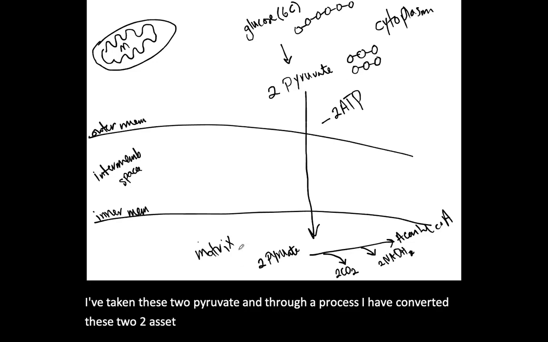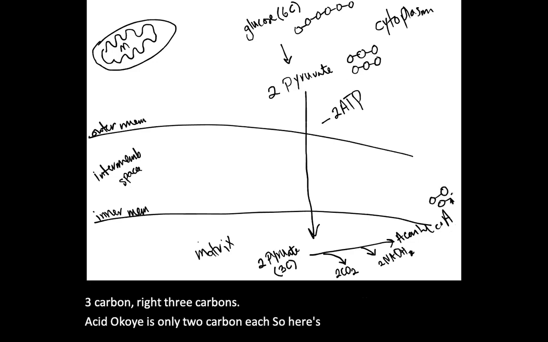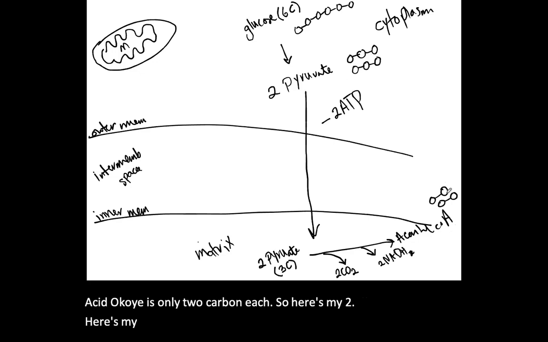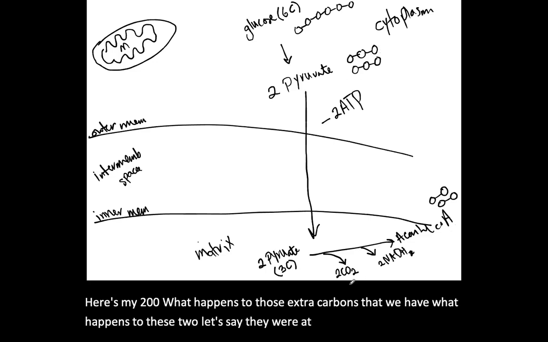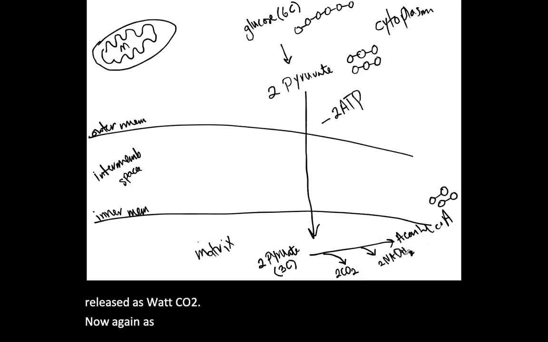Okay? Now again, the pyruvates are each what? 3 carbon, right? Acetyl-CoA is only 2 carbon each. So here's my 2, here's my 2. So what happens to those extra carbons that we have? What happens to these 2, let's say, that were at the end? They were released as what? CO2. Now, as a byproduct, I have also produced 2 NADH.